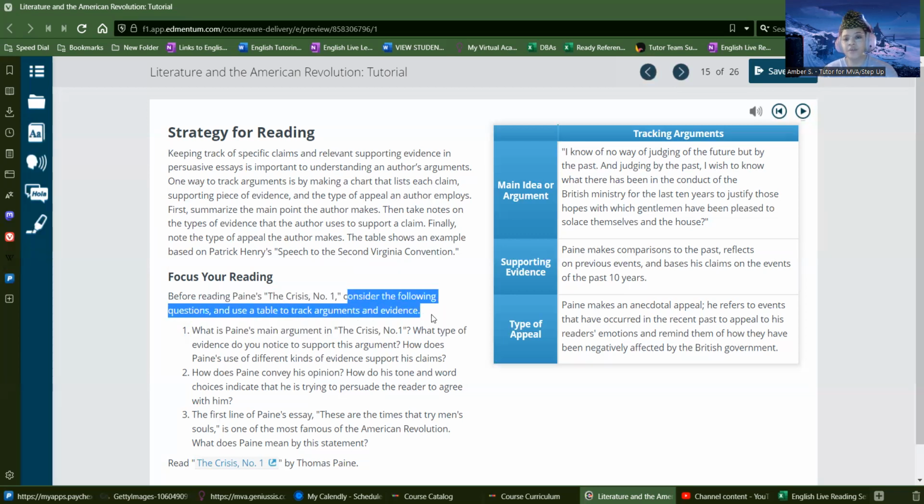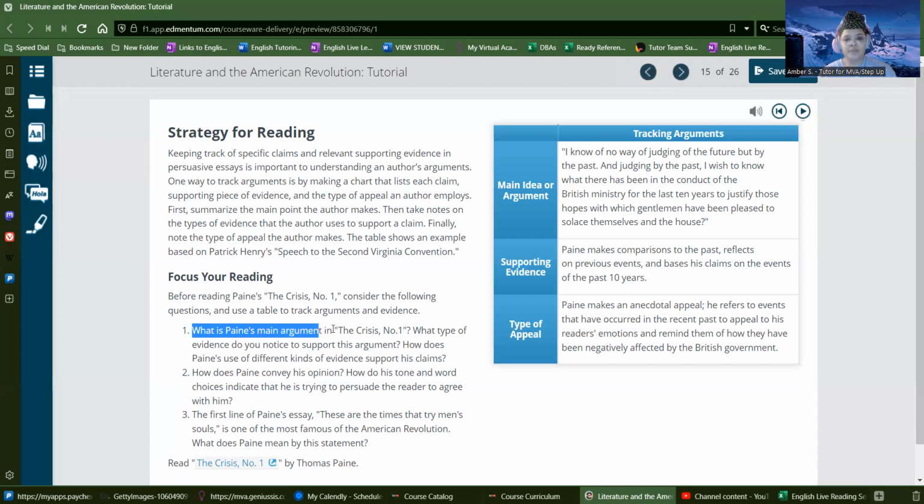So this isn't something that you have to do for a grade, but it will help you with answering questions, not just in the lesson for the lesson activities, but it's very likely that the mastery test is going to have questions about these things. So here are the things they want you to focus on.